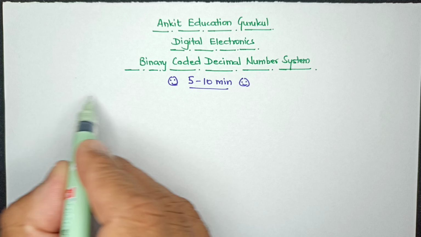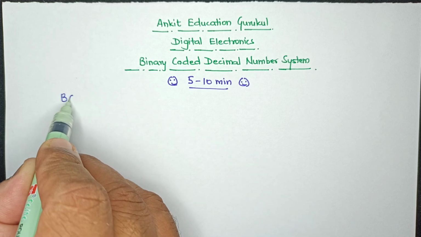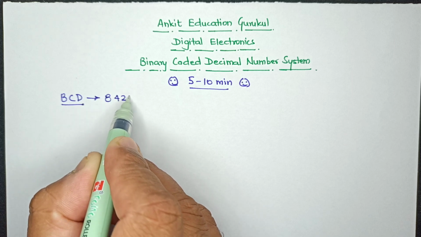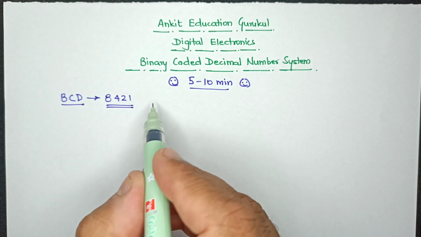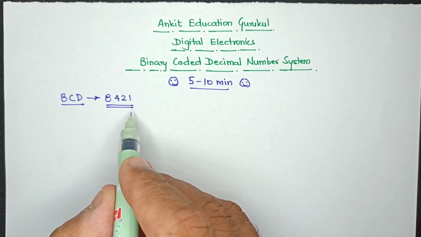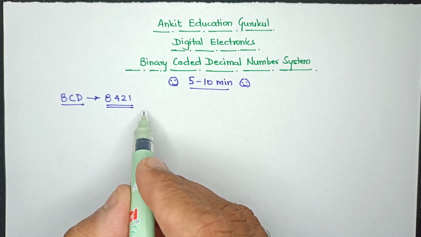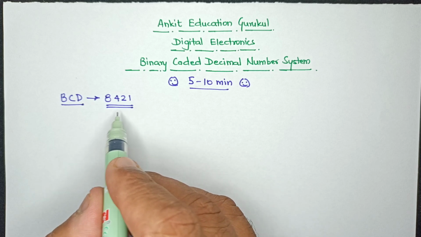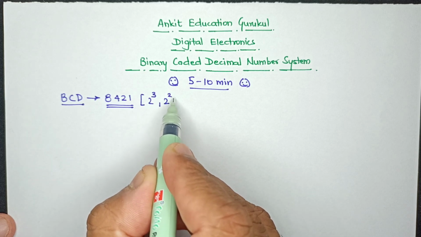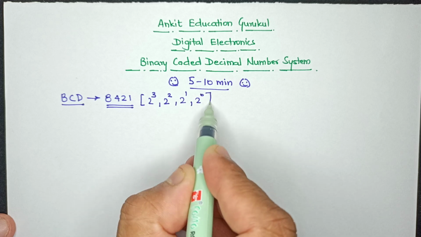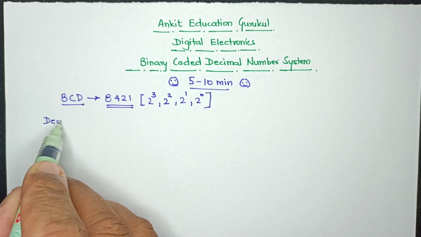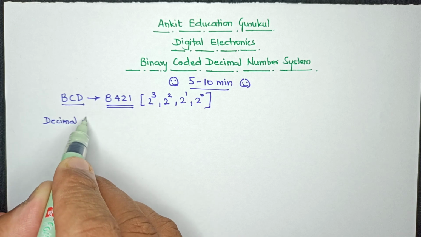Now the binary coded decimal number system is also known as the BCD code, and the other name given to it is the 8421 number system. That means each decimal digit 0 through 9 is represented by a binary code of 4 digits. The designation 8421 designates the binary weights of the 4 bits, that is 2 raised to the power 3, 2 raised to the power 2, 2 raised to the power 1 and 2 raised to the power 0.